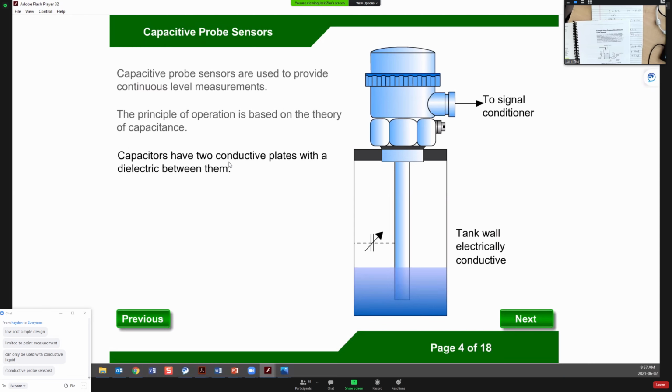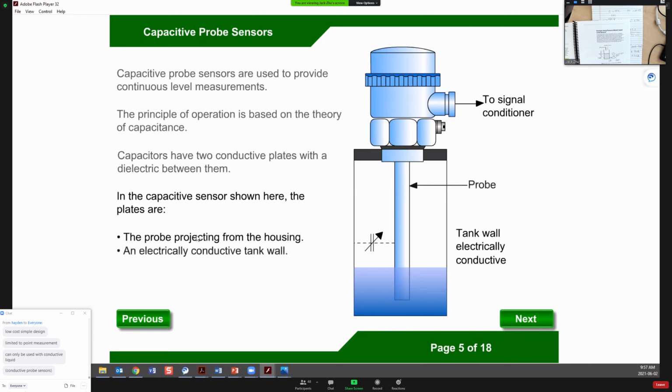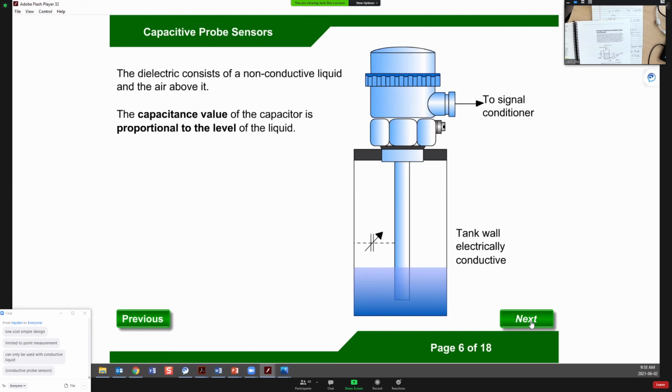So they have two conductive plates with a dielectric between them. So this liquid is not conductive. The probe projects from the housing and the electrically conductive tank wall. So the tank wall will be one side of the plate, the probe will be the other plate, and the liquid will be a non-conductive liquid.